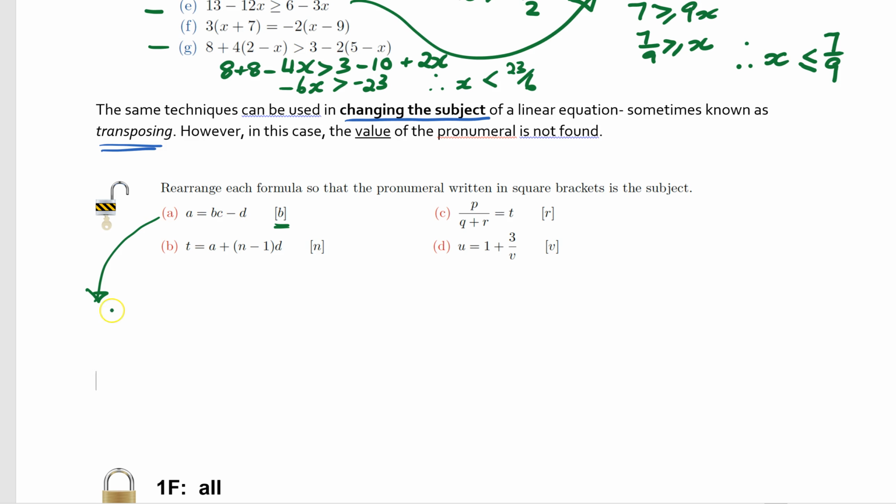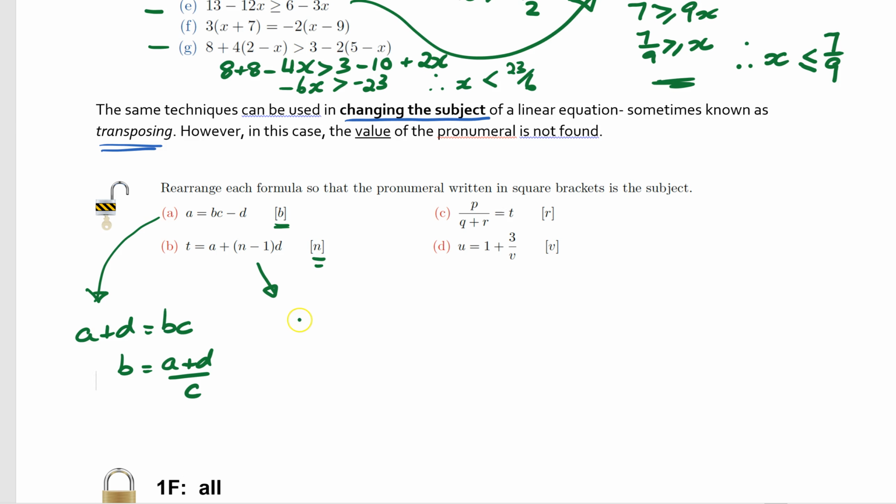So to get the b by itself, I first of all need to shift the d by adding it to both sides. So a plus d equals bc, and then get rid of the c by dividing. So therefore b equals, and again, I don't have to shift the b to the left, but I will, it looks nicer. So dividing both sides by c, I get that b equals a plus d on c. Notice with the equality as opposed to the inequality up here, there's nothing to do when I shift from one side to the other.